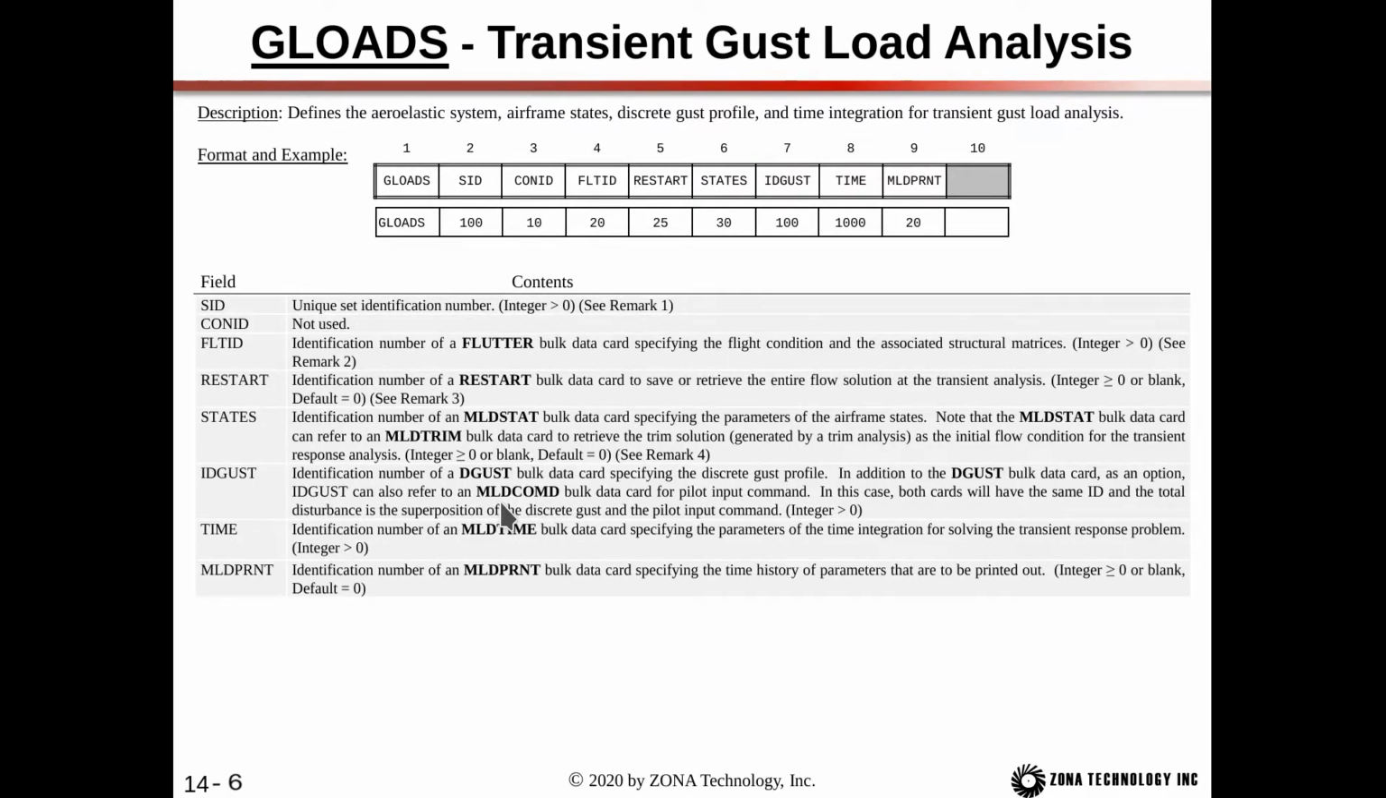So in this case, the ID numbers of your dgust and MLD command bulk data cards would have the same ID. So in this case, the total disturbance would be a superposition of the discrete gust and the pilot input command. Then the time field refers to the MLD time card, and MLD print refers to the MLD print card.